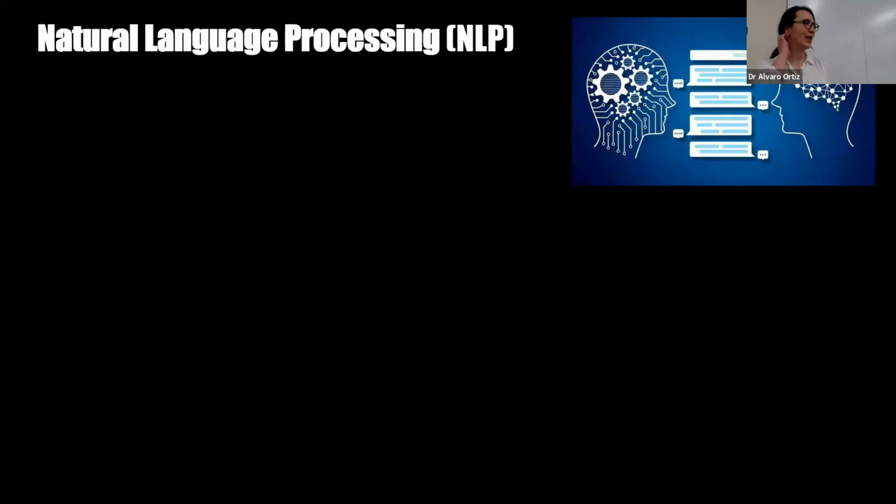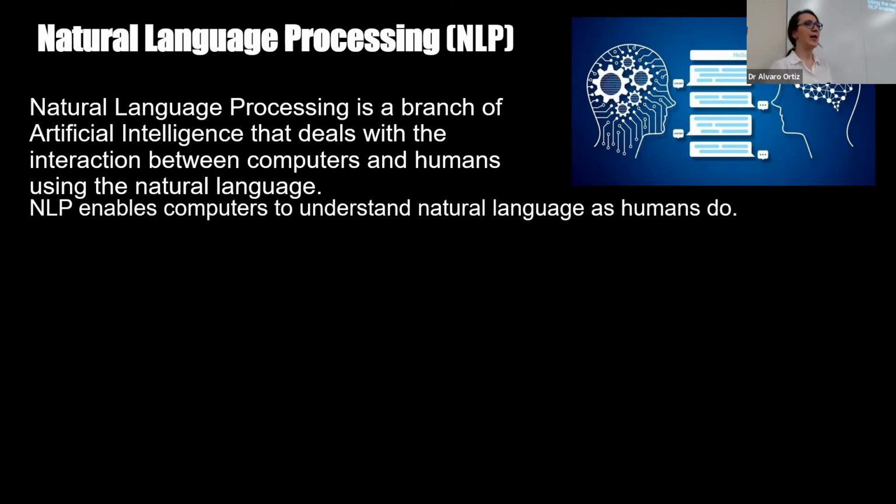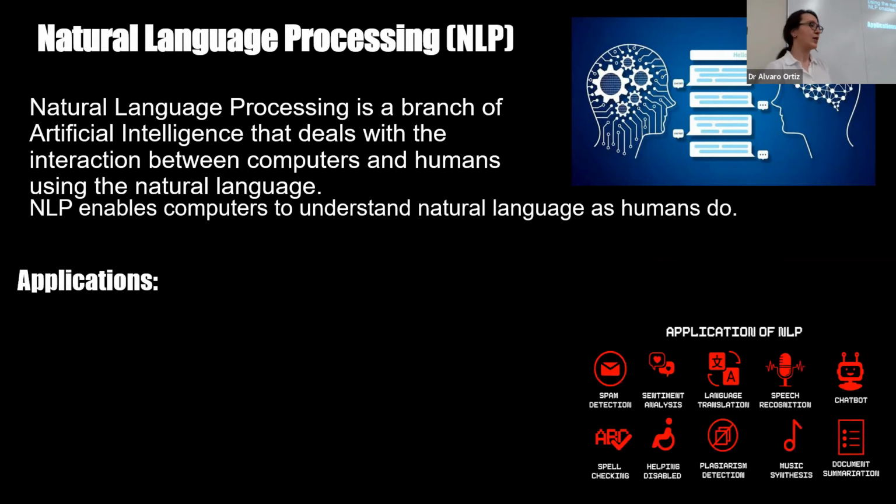So let me start with natural language processing. What is natural language processing? Natural language processing is a branch of artificial intelligence, and it deals with the interaction between computers and human beings. So basically, the aim is enabling computers to understand natural language as human beings do. There are a lot of applications.